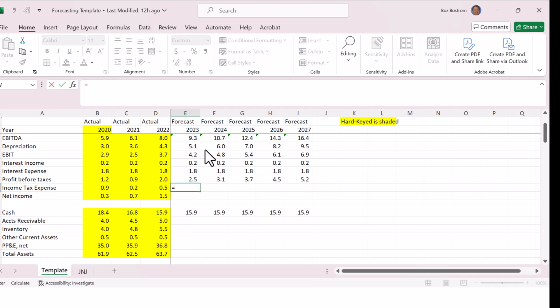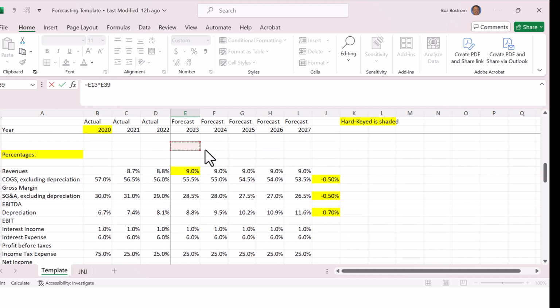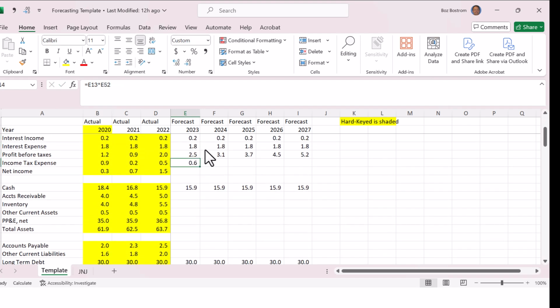Income tax expense equals profit before taxes multiplied by, I can go ahead down to my income tax forecast of 25%. So it's equals E13 times E52. And I'll hit enter. I'll go ahead then and paste over with a Control R. And then from a net income perspective, equals profit before taxes minus income tax expense, and I will paste that over with a Control R.